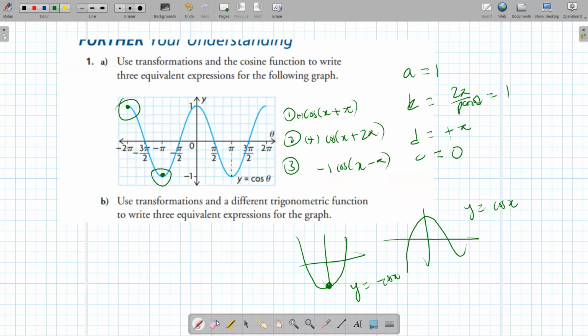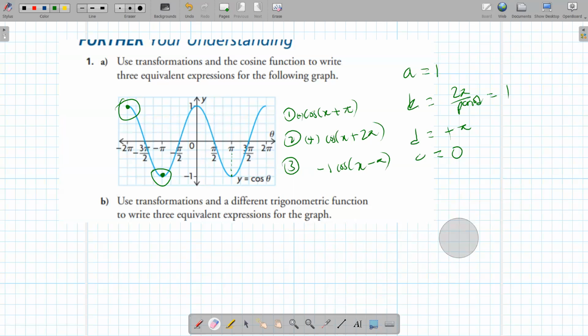B is asking us for a sine function. And again, it's asking us for a different function. The only other function that could work here is a sine. Tan doesn't work and none of the reciprocals work either. So the only thing we could do is sine. So A, K, and C will be the same. Well, A can be positive and negative. The only thing that changes is the D value.